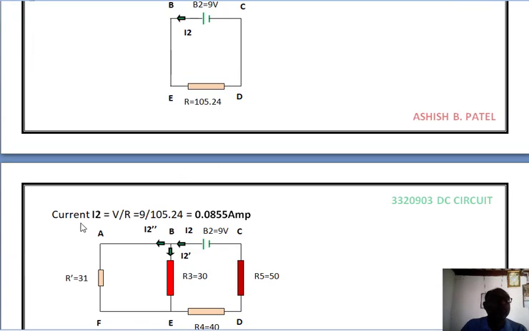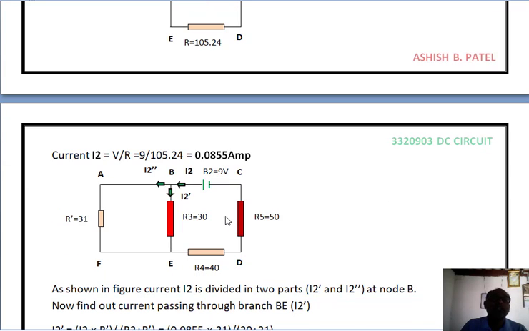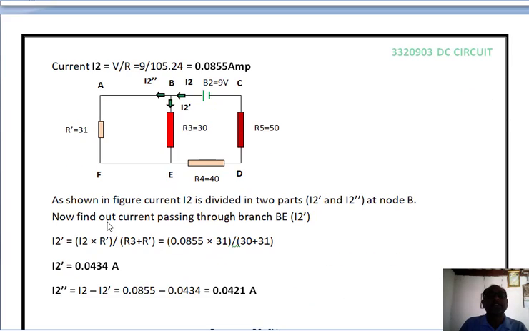From that we can find the value of current I2, which is provided by this battery B2. So I2 is equal to V upon R. 9 divided by 105.24 is equal to 0.0855 ampere. Now this current is also divided into two parts, I2 dash and I2 double dash. So we can write I2 is equal to I2 dash plus I2 double dash. I2 dash is nothing but the current passing through the 30 ohm resistance, and I2 double dash is the current passing through this R1 resistance.